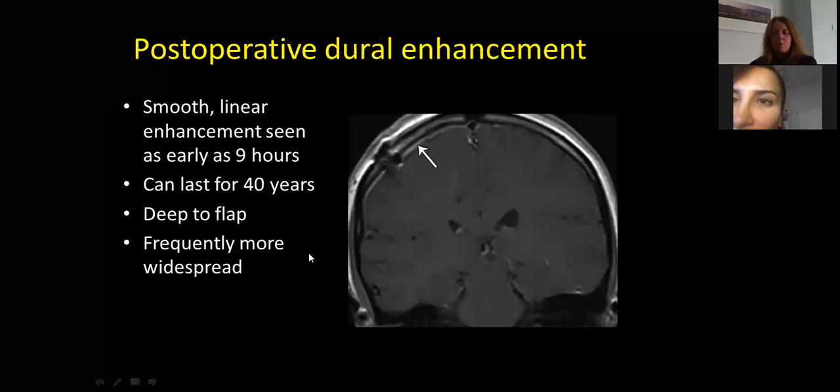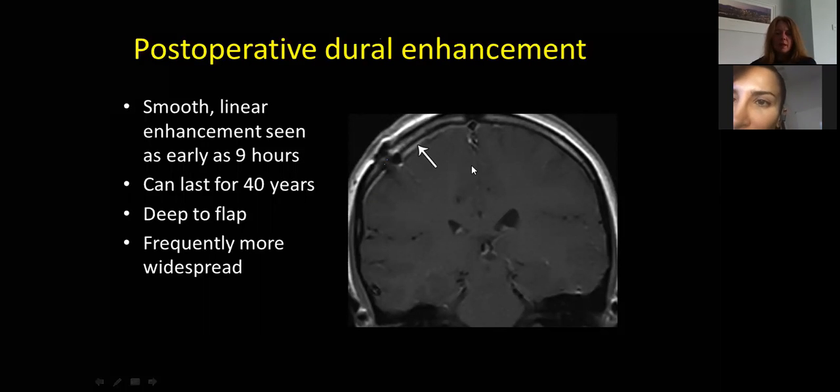So what else might we see in post-operative patients? Well, dural enhancement, you don't see it so well in CT, which is why I'm showing you here a coronal post-contrast T1. And this is what you'll see in normal cases. So it's thin and it's linear and it's not nodular, and it can appear really early within the first day, and it can last basically for years and years and years. So they're saying up to 40 years.